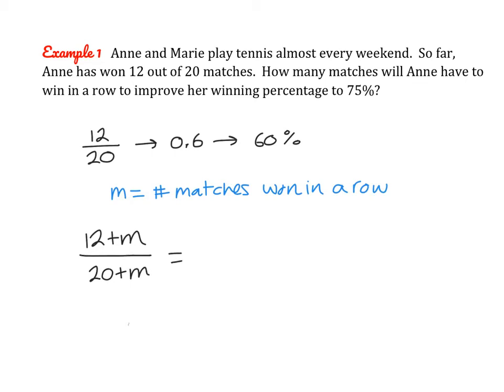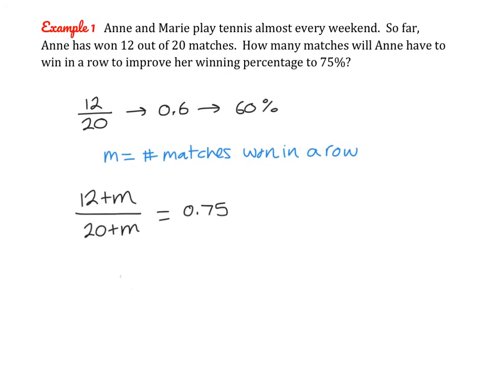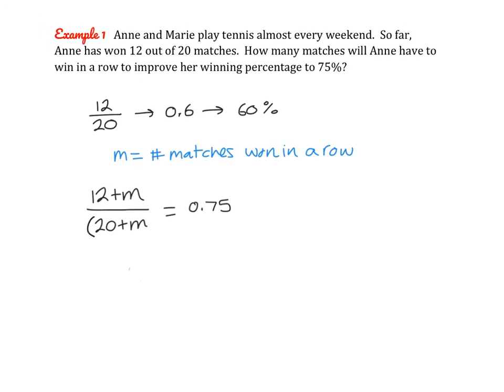And remember, we want that win percent to be 75. So we have to translate 75 into a decimal, and it would be 0.75. So now all we need to do is solve. So this one, let's multiply both sides by 20 plus M. So this is kind of like cross multiplying. This is going to multiply to the numerator here. This multiplies to the denominator, which is just 1. So it's 12 plus M equals 0.75 times 20 plus M. And now we just need to solve.